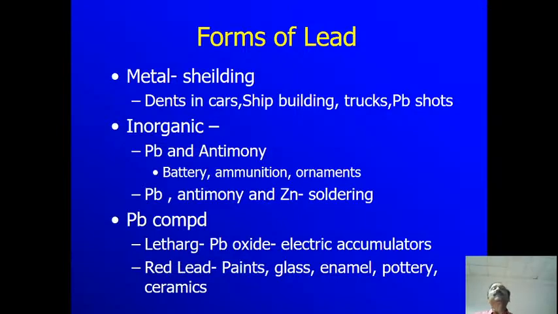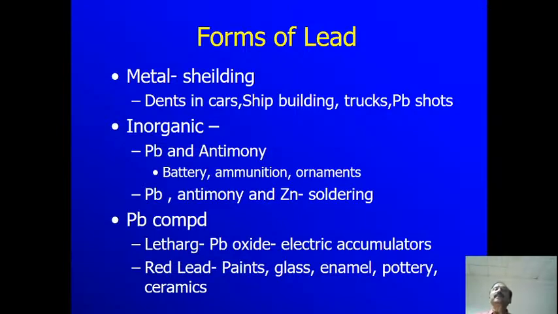So what are the different forms of lead? How do we use them? As we mentioned, they are used for shielding in the radiation industry, but also for filling up dents in cars, in the shipbuilding industry, trucks, and lead shots when you're using rifles.